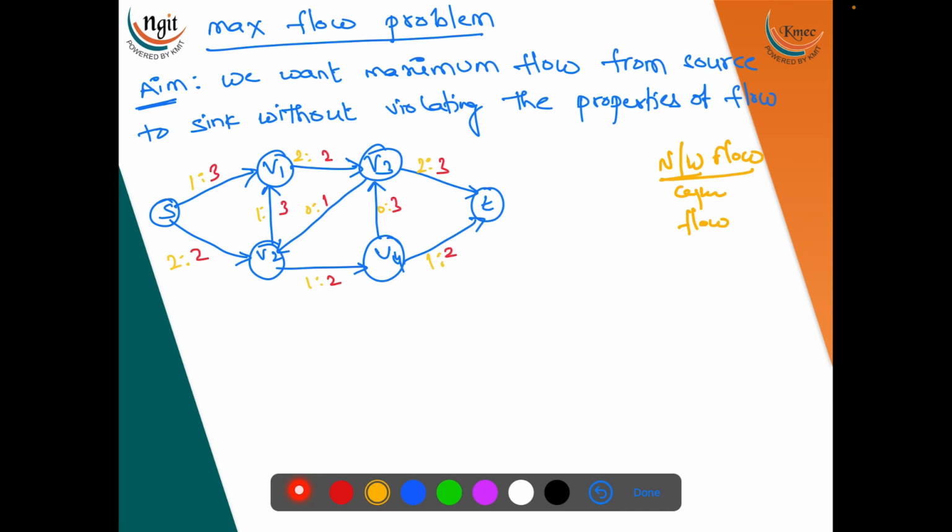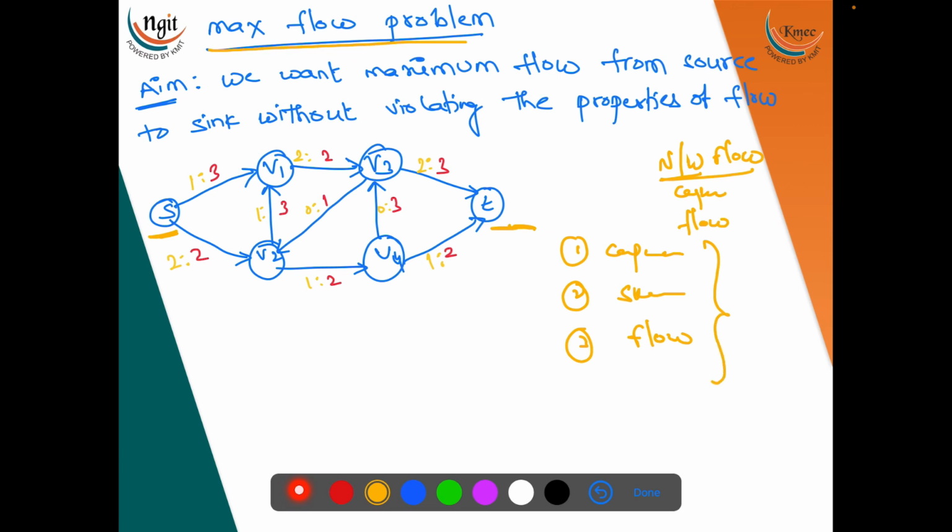Now we'll talk about the maximum flow problem. What is the aim of this problem? We want maximum flow from source to sink without violating the three properties of flow. The three properties are: capacity constraint, skew symmetry, and flow conservation. In the maximum flow problem, we want the maximum flow to be pulled out of the source and pushed into the sink without violating these three properties.